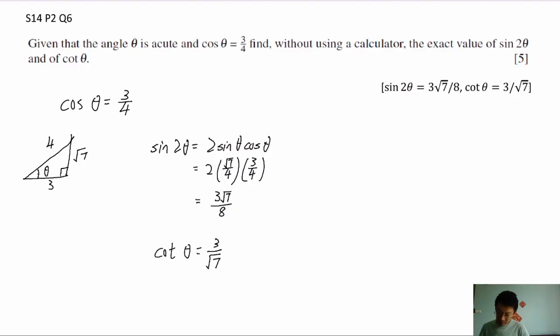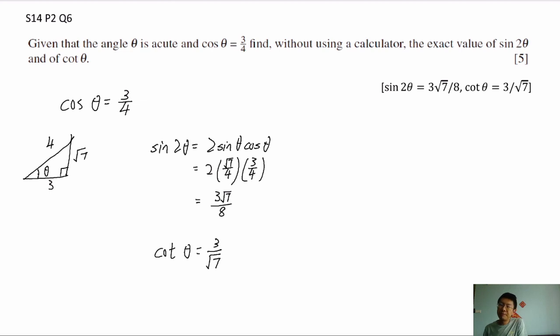Okay, next one. For this one it is given that angle theta is acute, and cos theta is equal to 3/4. Without using a calculator, find the exact value of sin 2 theta and cot theta. This kind of technique is very useful, especially when we do mechanics, because a lot of times they will give us the sine or the cos of an angle. They never really give us just the value of the angle.